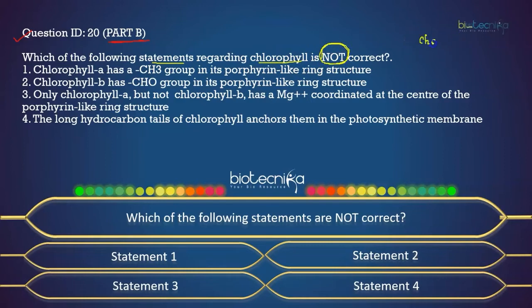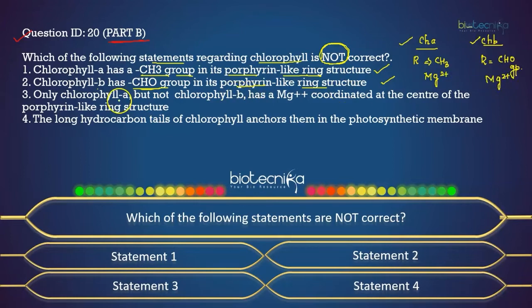So we know that there is chlorophyll A and chlorophyll B. And chlorophyll A's R group is definitely going to be a methyl group. And chlorophyll B's R group is definitely going to be an aldehyde group. So let's check the statements. Chlorophyll A has a methyl group in its porphyrin ring, correct? So this is a correct statement, so we cannot choose it. Chlorophyll B has an aldehyde group in its porphyrin ring structure, yes. And whether it is chlorophyll A or chlorophyll B, they will definitely have a magnesium ion in the center of the porphyrin ring.